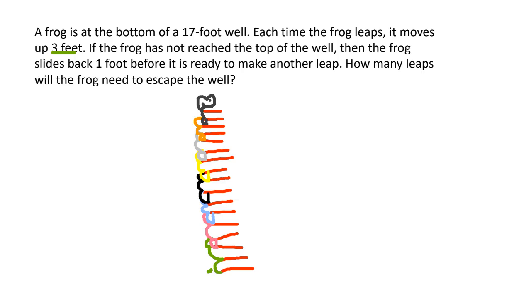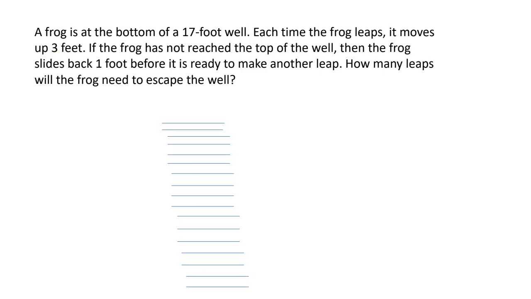So to get our answer, how many times did it need to jump? We have the green, the pink, the blue, the black, the yellow, gray, orange, and black. So we have 1, 2, 3, 4, 5, 6, 7, 8 times. So it had to leap 8 times before it could get out of the well. The strategy I used here was to draw a picture. The next slide just shows what I did, the same thing. So 8 leaps.